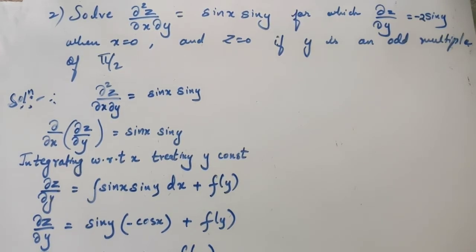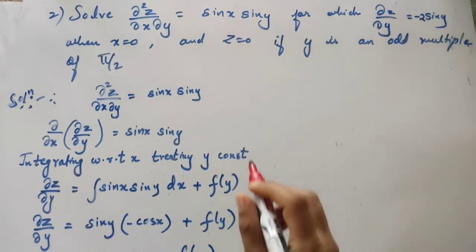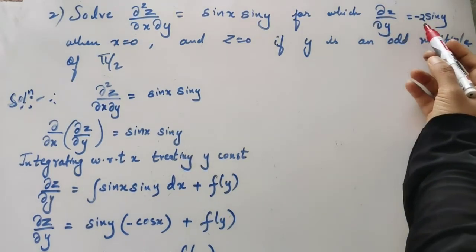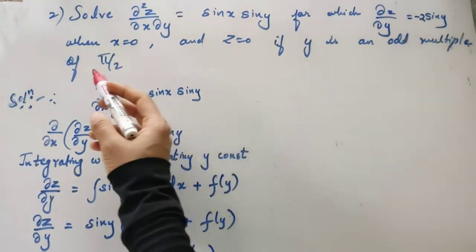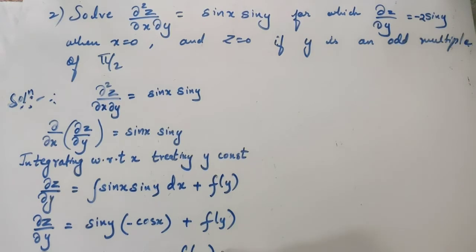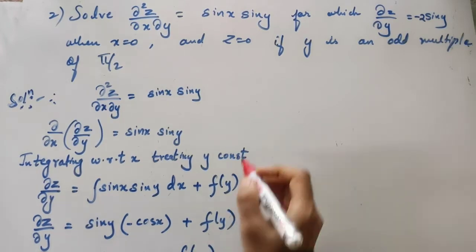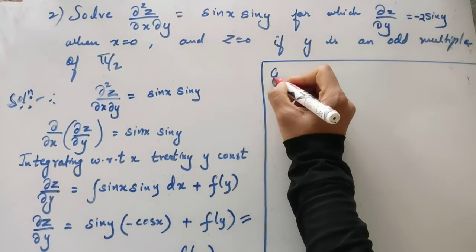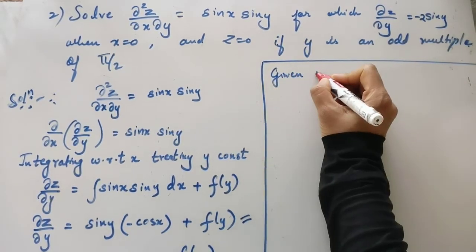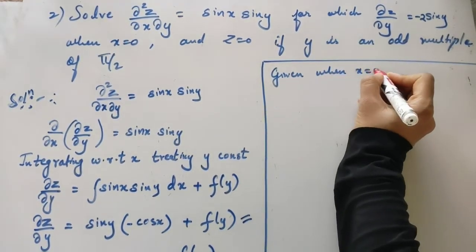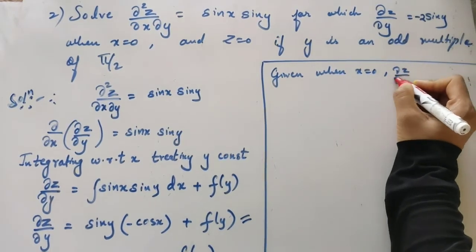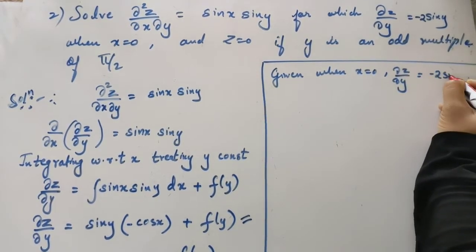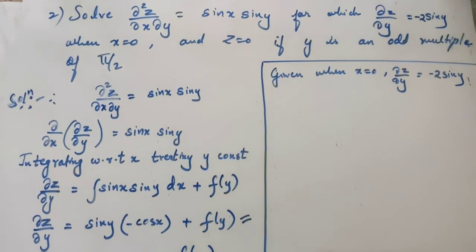Now what has been given to you? Go back to your question. It says ∂z/∂y = -2 sin y when x = 0. So put x = 0 here, and you should be getting ∂z/∂y as -2 sin y. Given that when x = 0, ∂z/∂y = -2 sin y, I can use it here.